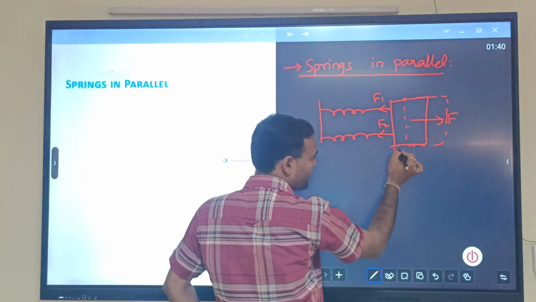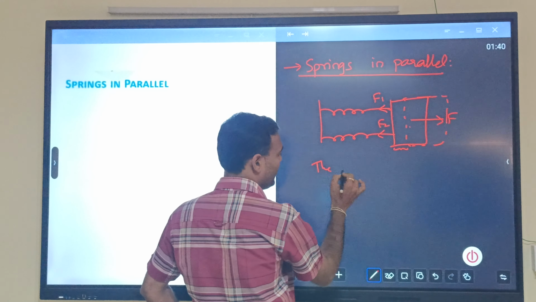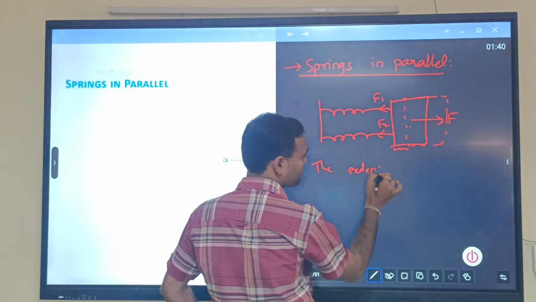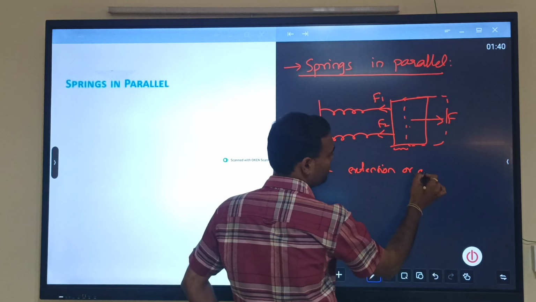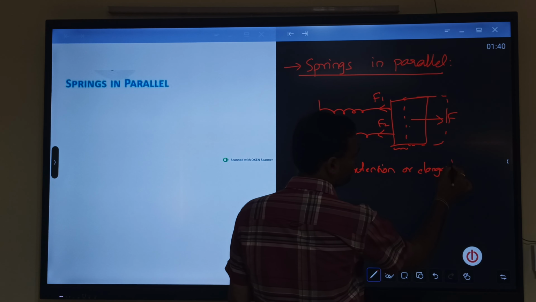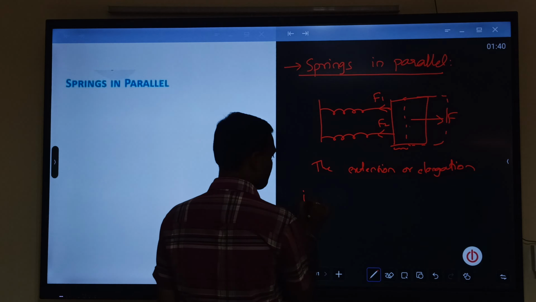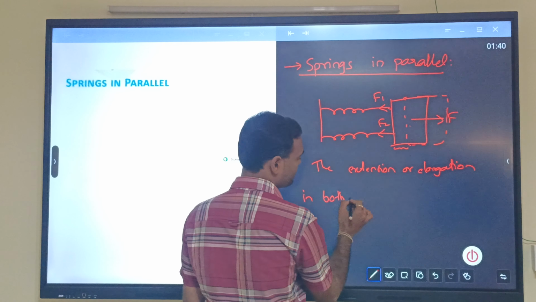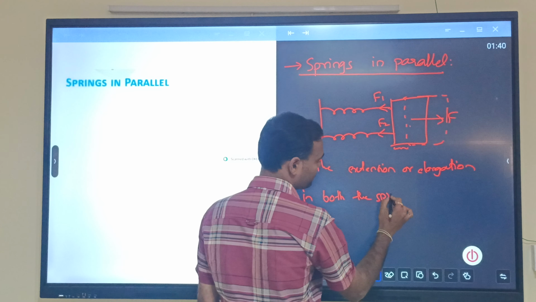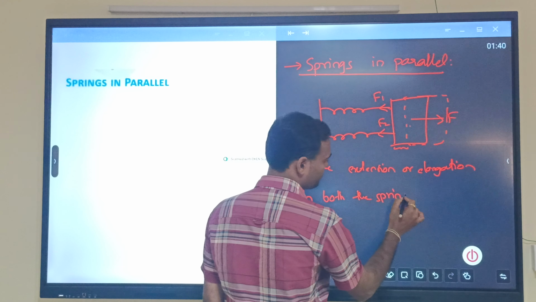The extension or elongation in both the springs remains the same. This is one of the most important points. You have to note this because I will let you know why I am saying this is most important.